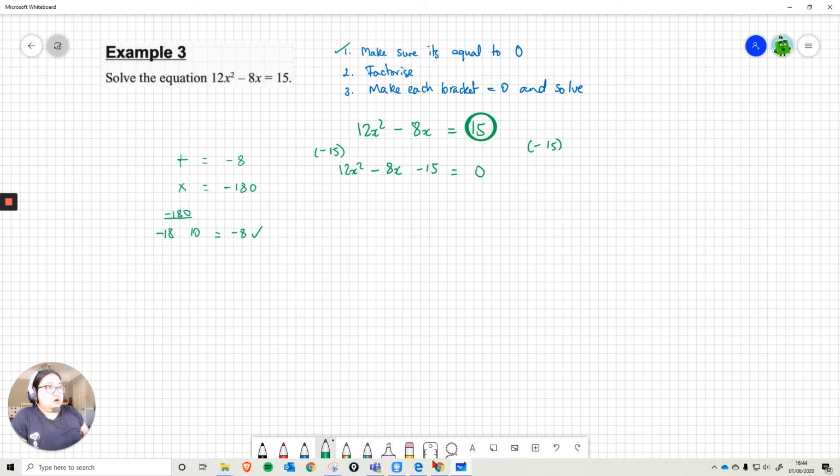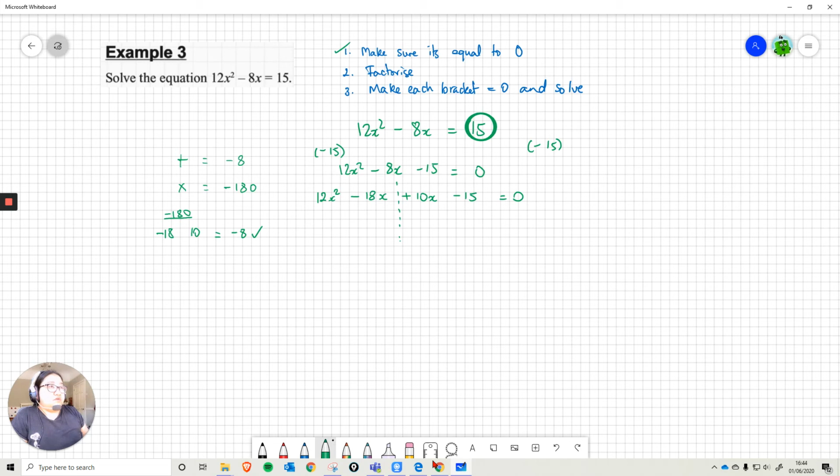Okay, so my x squared term stays the same. This middle term is now going to split into minus 18x plus 10x, and my minus 15 stays the same, equals 0. And then again, split down the middle, factorize the first 2 terms, then factorize the second 2 terms.